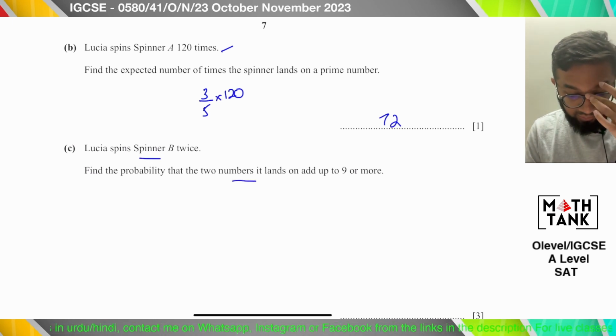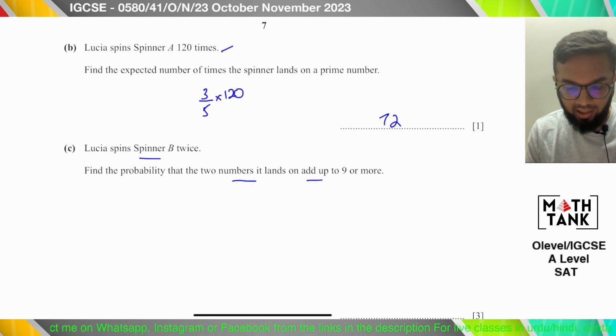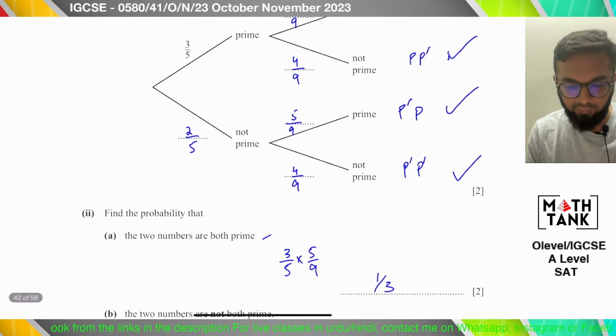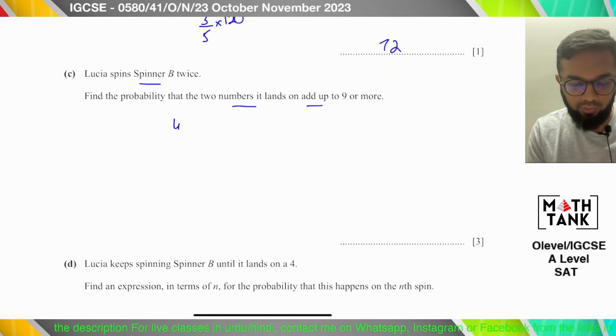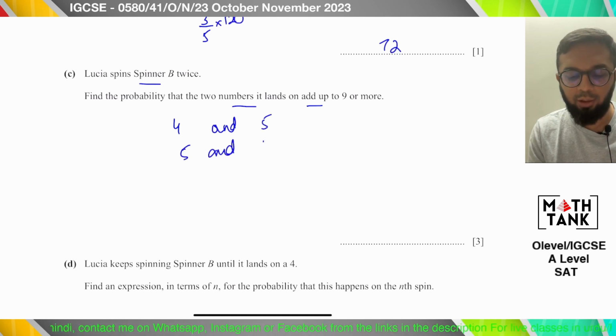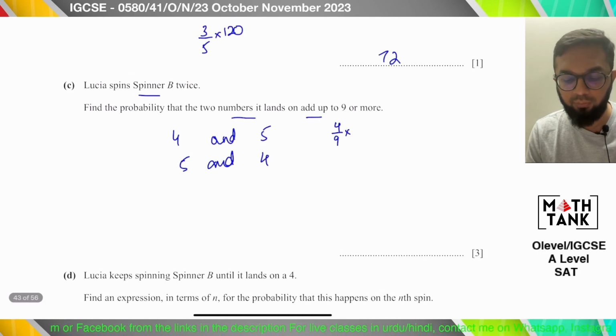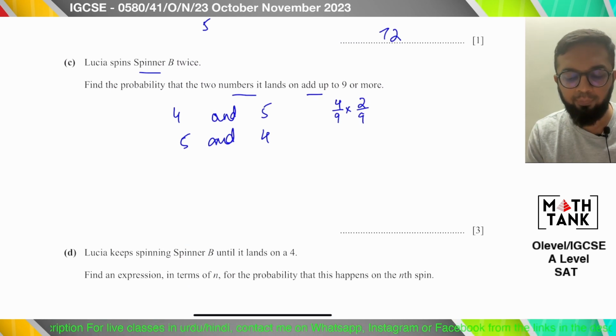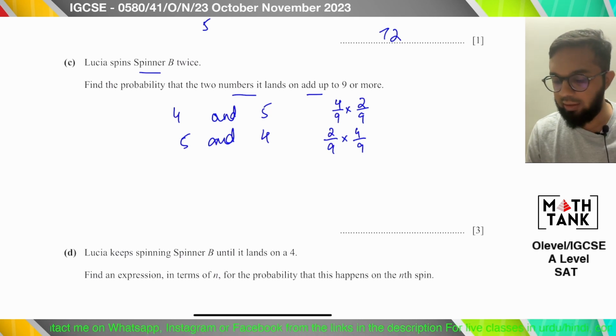Find the probability that the two numbers it lands on add up to 9. Okay, so how could they add up to 9? Either I could get a 4 and a 5, or a 5 and a 4. So 4 and 5, or 5 and 4. What's the probability of landing up on a 4 first? It's 4 over 9 because there were 4 fours and there are 2 5s. So 2 over 9 in the next turn. Or I could have 2 over 9 in the first turn and 4 over 9 in the second turn. So I have 8 over 81 multiplied by 2. 16 over 81.